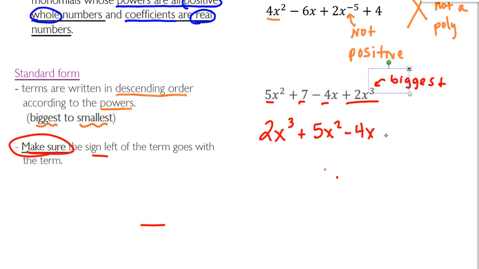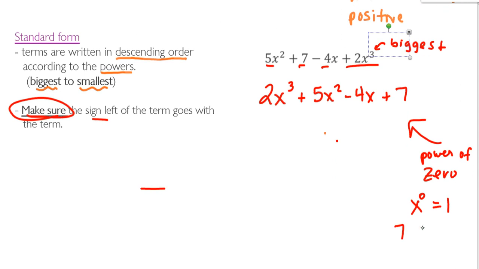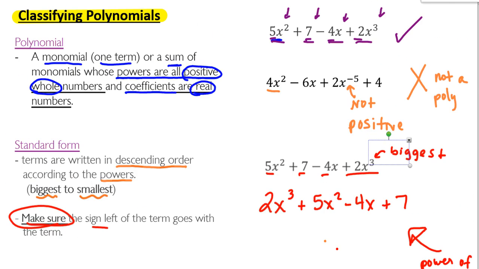And then this guy right here, this plus 7, has a power of 0, because if you remember, x to the 0 is 1. So 7x to the 0 would just be 7. It's actually called a constant term. And that would be standard form: biggest to smallest according to power. Make sure whatever the sign was before you moved it stays with that term.